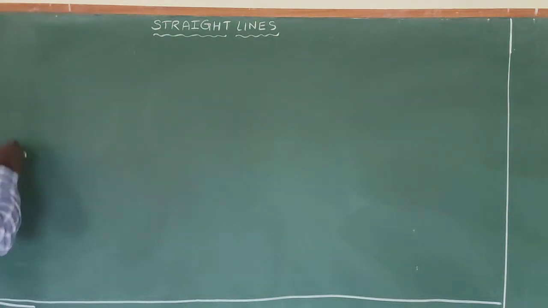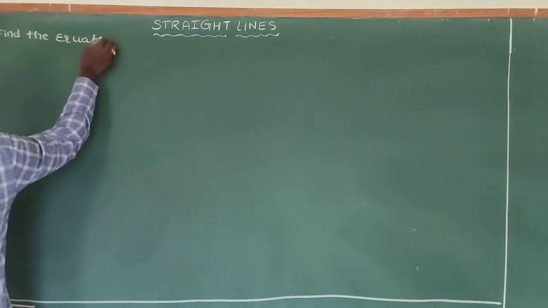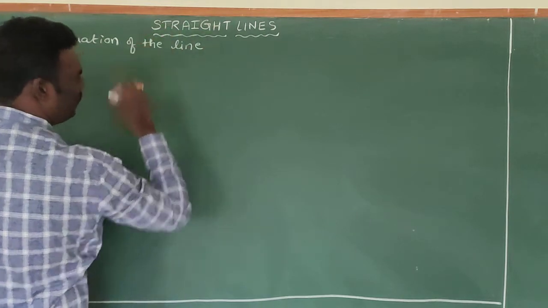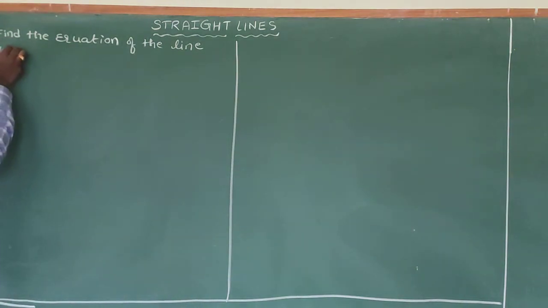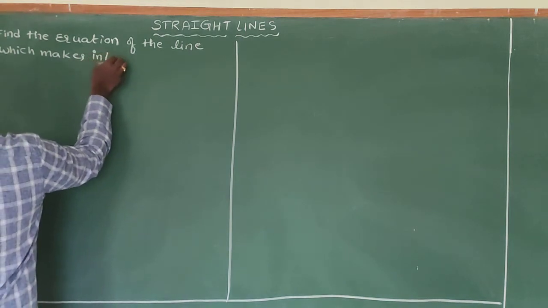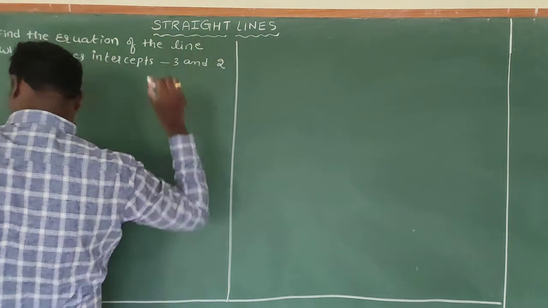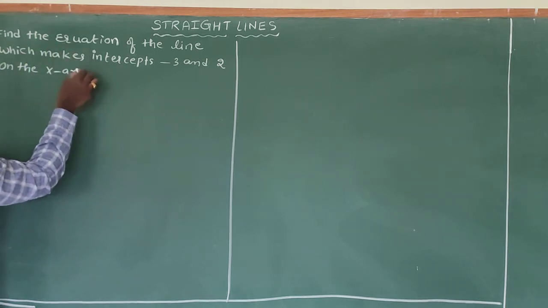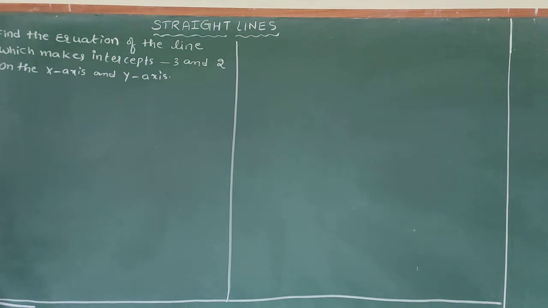In this next question, find the equation of the line which makes intercepts -3 and 2 on the x-axis and y-axis. Okay. Solution.